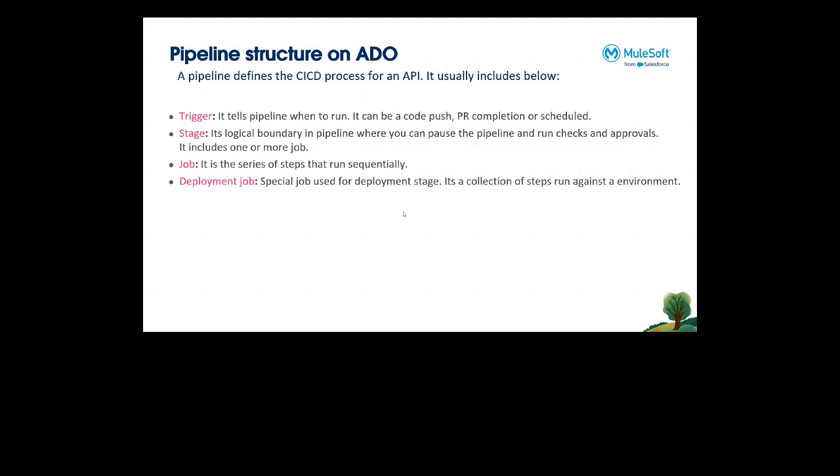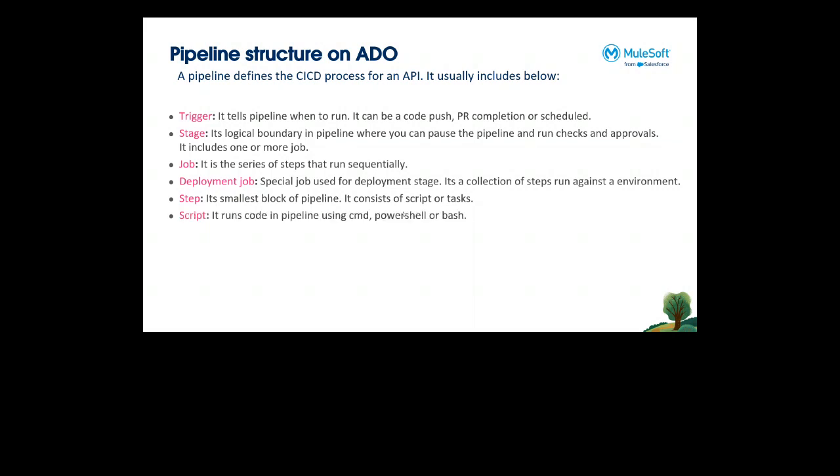We can also perform some approvals and checks before deploying, and we can use our own agents to deploy the pipeline instead of using the dedicated ADO agent. Steps is the smallest block of a pipeline. It is usually either scripts or tasks.